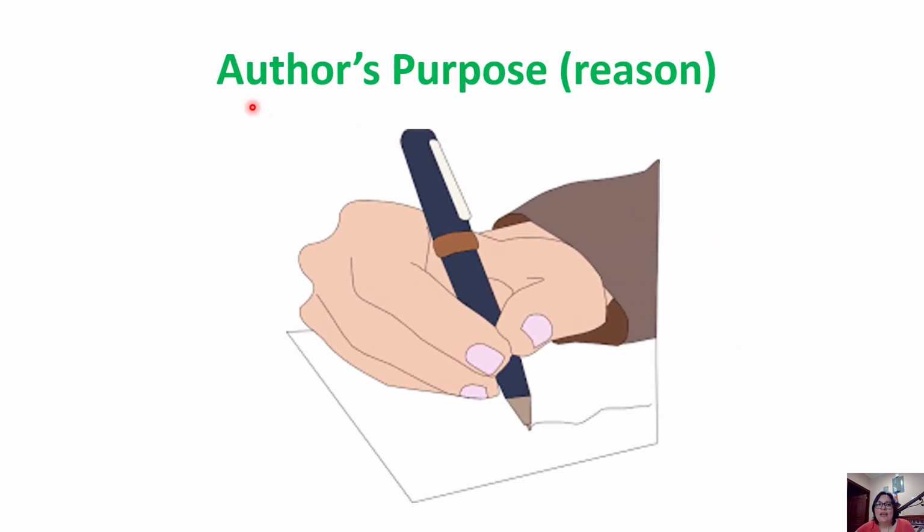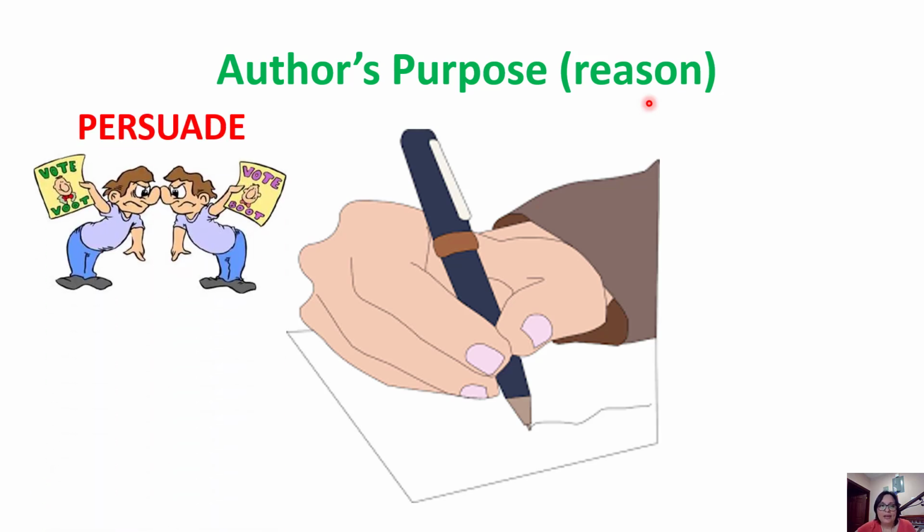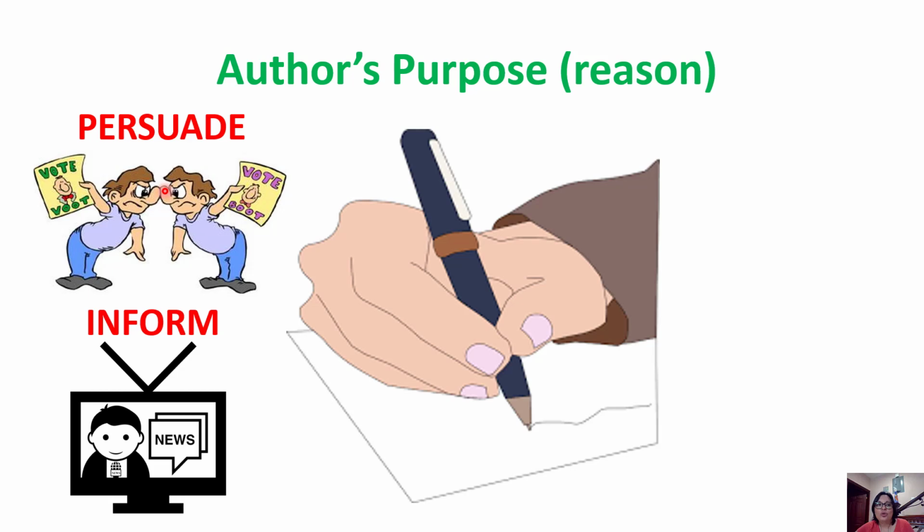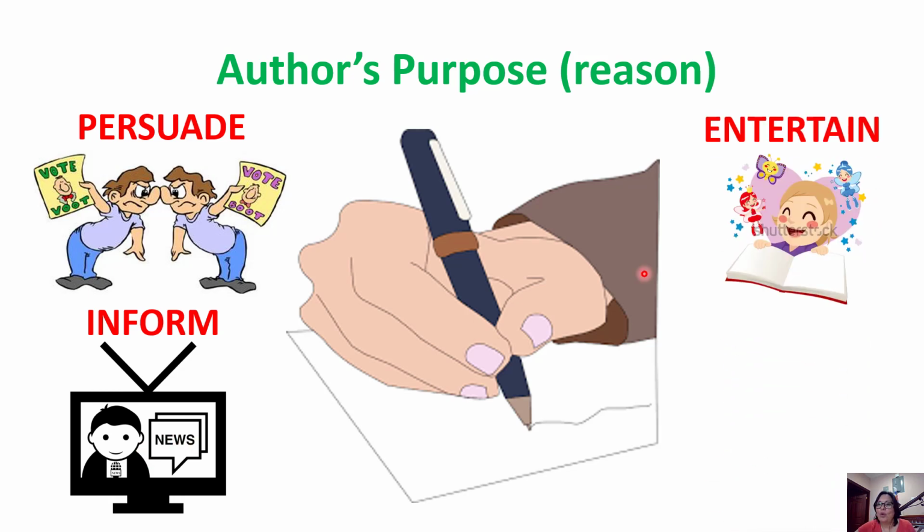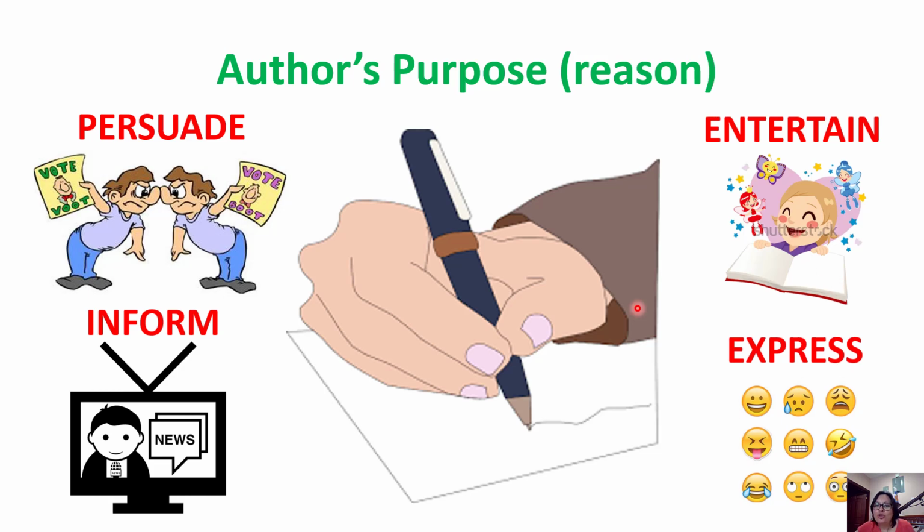So, the author's purpose or the author's reason can be to persuade if someone is trying to convince you about something, to inform if the author is trying to give you information about a topic, to entertain if the author is writing for you to have fun when you are reading, or to express if the author is writing to express his or her feelings.